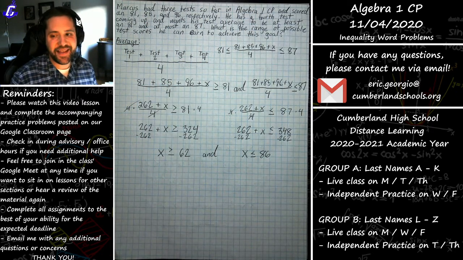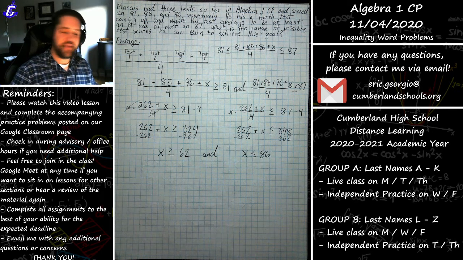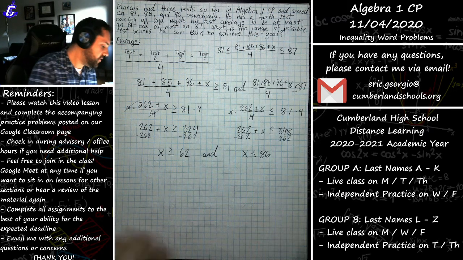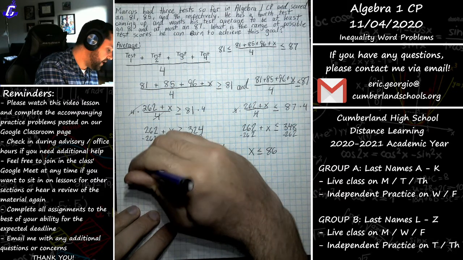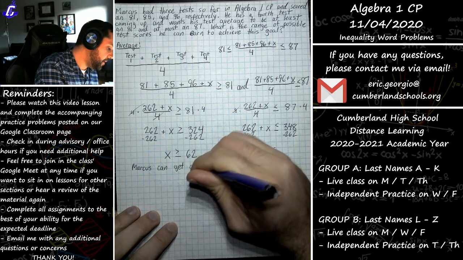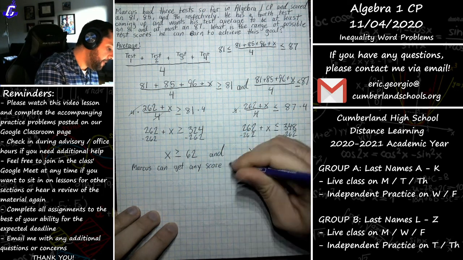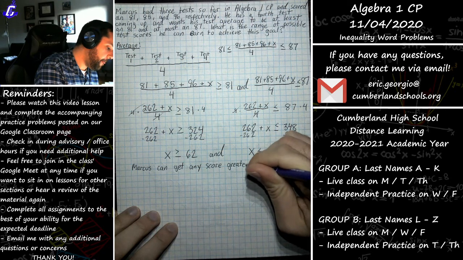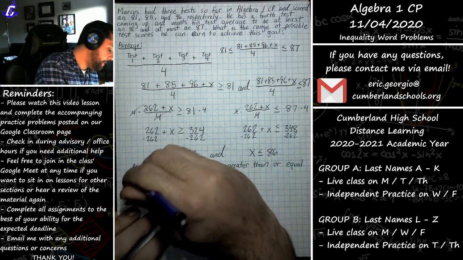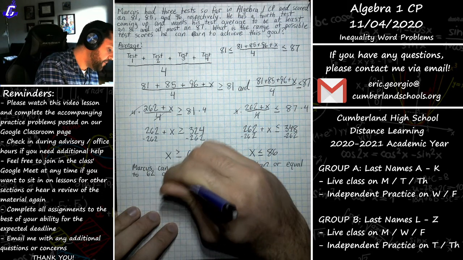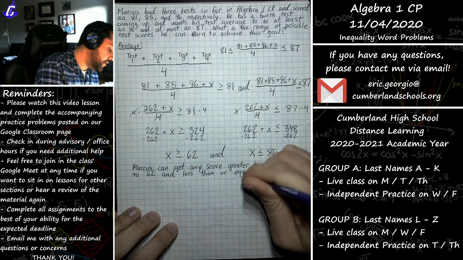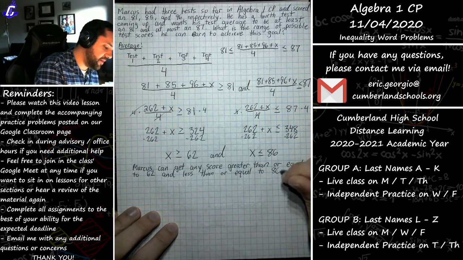So if x has to be greater than or equal to 62 and less than or equal to 86, then we would wrap up this problem by saying what's the range of possible test scores. So Marcus, the guy in this problem, can get any score greater than or equal to 62 and less than or equal to 86. So he's got a nice big large margin to work with, right?